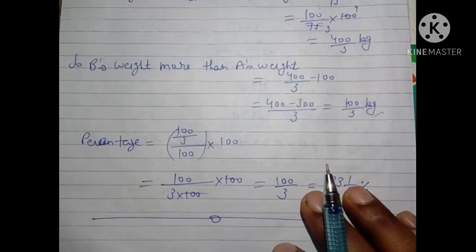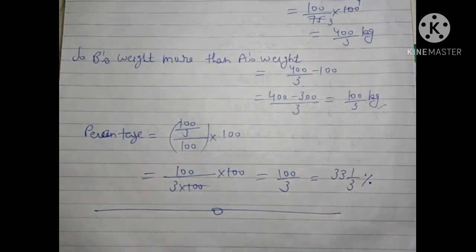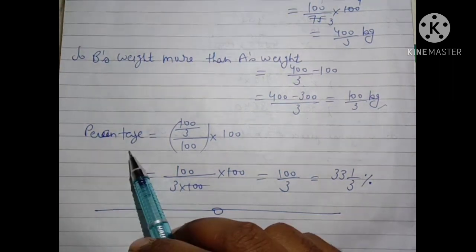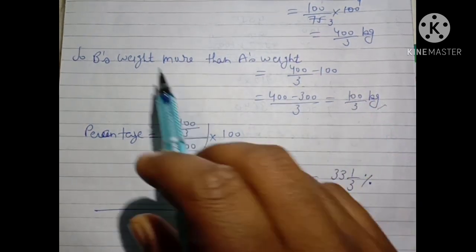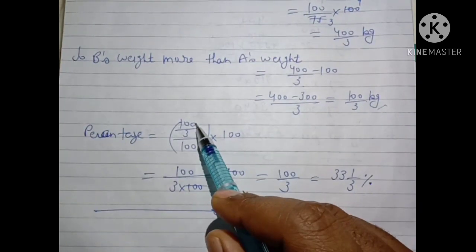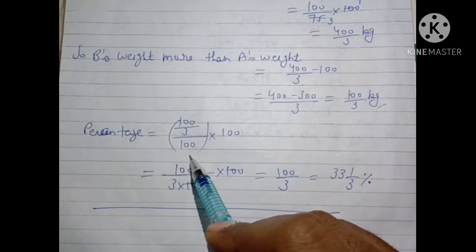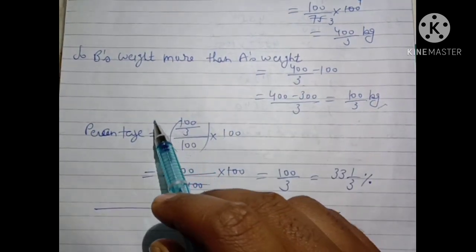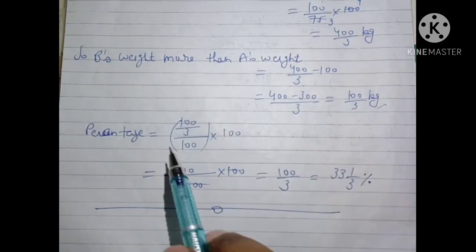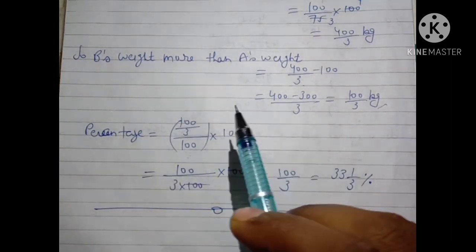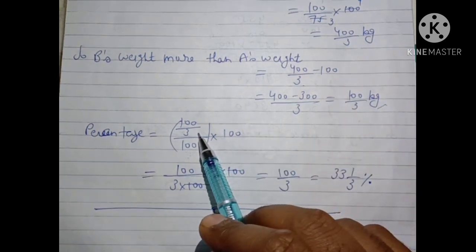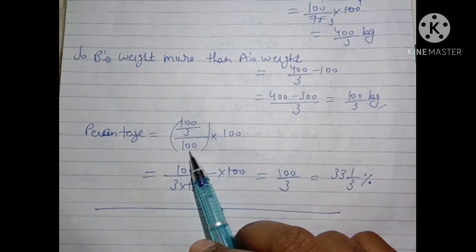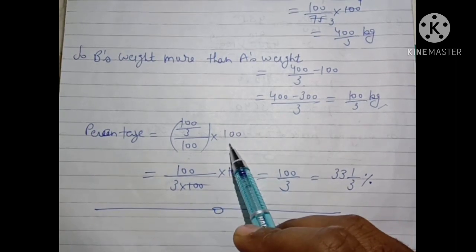And now we have to find out the percentage, that how much percent B's weight is more than A's weight. You can see here now how we can find out the percentage. Write down the increased weight, the more weight of B than A, and write down here 100, that was A's weight, because we have to compare B's more weight on A's weight. So put the value of B's more weight than A here and divide by A's weight, that was 100, into 100, this 100 for percentage.